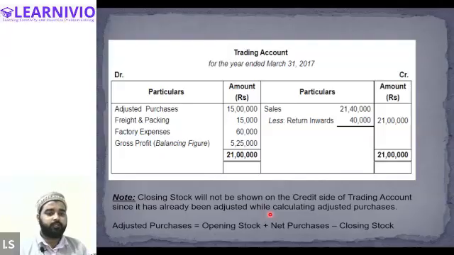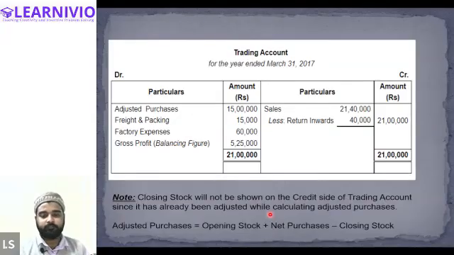Okay. So basically, whenever there is information regarding return inward, it will be treated as sales return. And if there is return inward and also sales given in the question, you will have to reduce the value of the return inward, then record the value of the sales on the credit side of the trading account. Is that clear? Yes, sir. Okay, now calculate the gross profit. I think you will get it correctly this time.